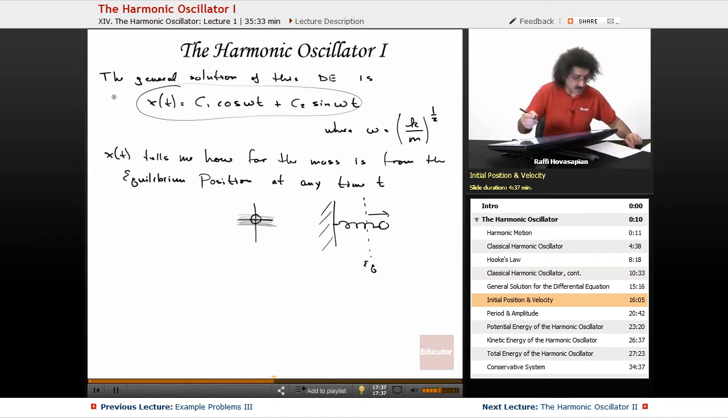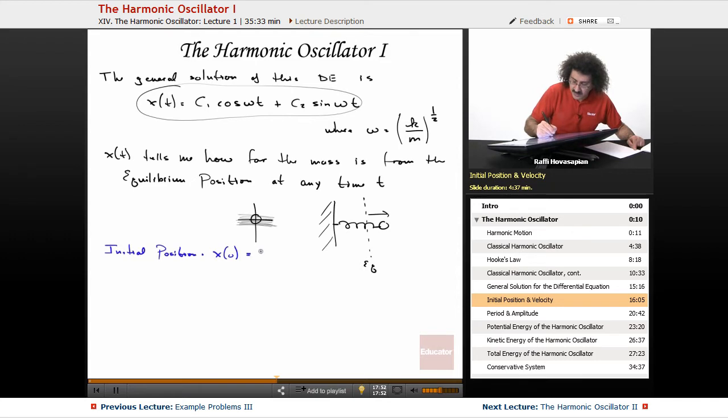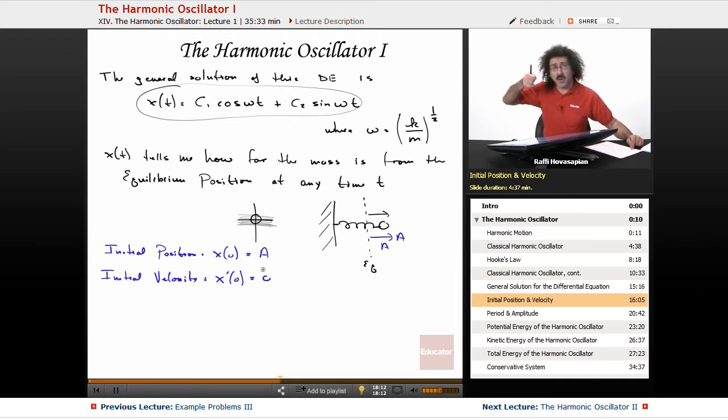Now, the initial position, let me go to blue here. So, initial position, in other words, x at time 0 is equal to a. A is the distance that I've pulled it. Okay, I've pulled it a distance a. Let's go ahead and call that a. The initial velocity, well, the velocity is the first derivative, so x prime at t equals 0. Well, it's 0. I haven't let it go. It's when I let it go, that's when it starts. So the initial velocity is actually 0.